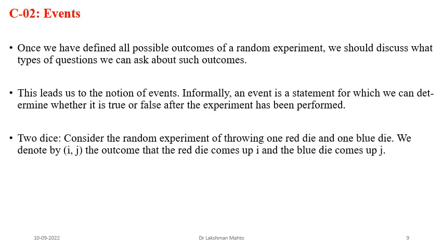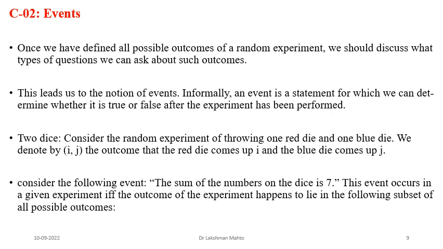So here, same question I am taking, same example. Consider the random experiment of throwing one red dice and one blue dice. We know that we denote an outcome by an ordered pair (i, j). i for when red comes up, j for when blue comes up. Now consider the event. We are having various events. The sum of the numbers on the dice is 7.